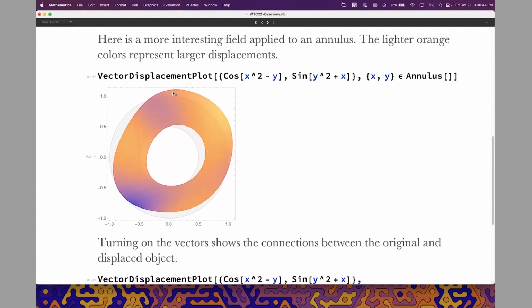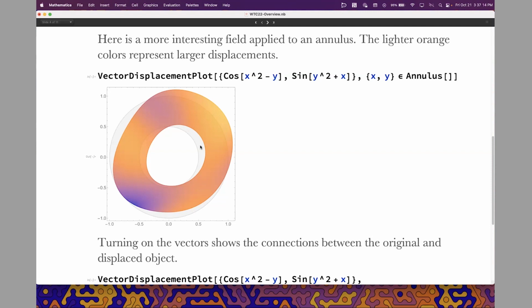So here we have a more interesting example. It's a somewhat random vector field I made up with cosines and sines and whatever. And we're going to apply it to an annulus. We still have the gray annulus in the background, and now the annulus is getting warped and distorted in more interesting ways. And the direction of the distortion is proportionate to the direction of the vector field.